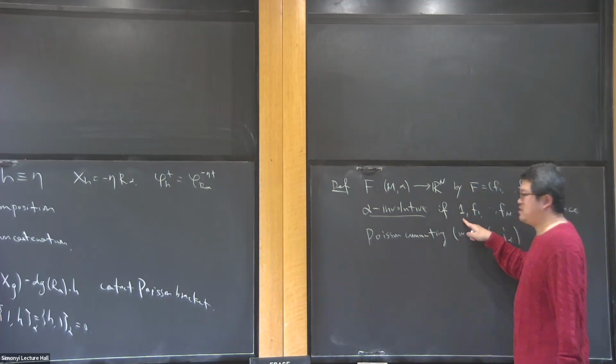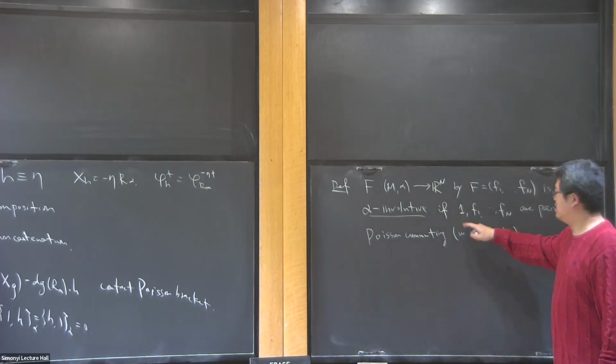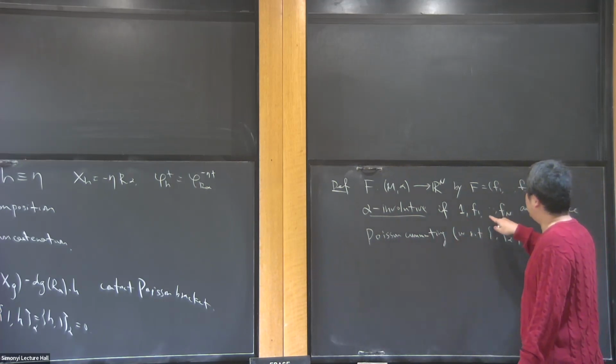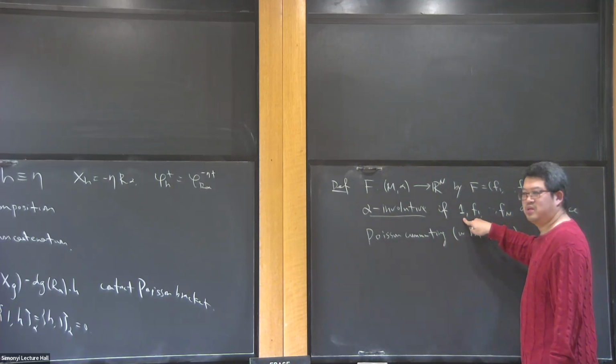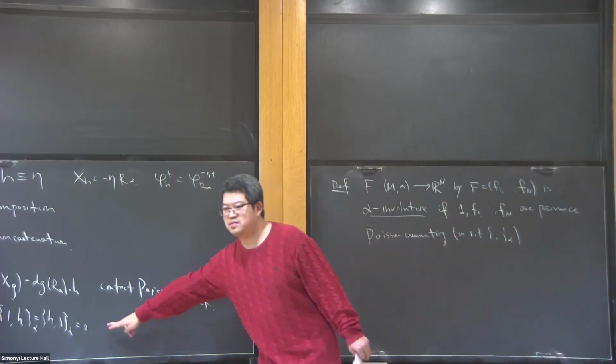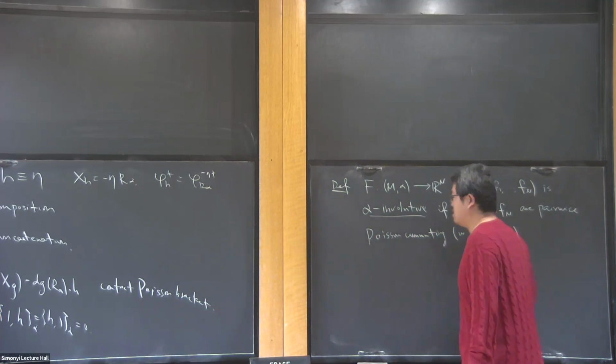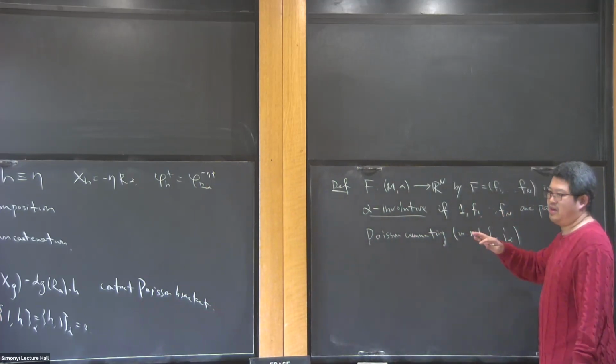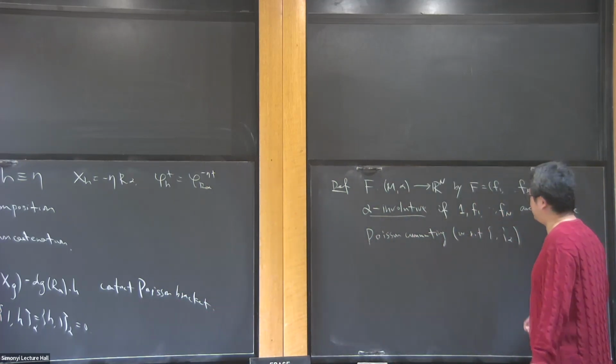And later we'll see that this one here will be essential. Notice that if each of these F_i's Poisson commutes with 1, by what we just talked about, this means that each of these F_i is strict, and also that F_i and F_j Poisson commute.